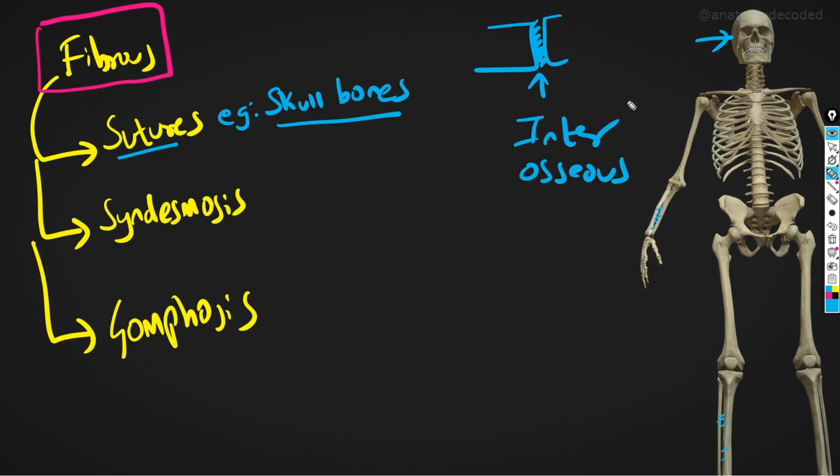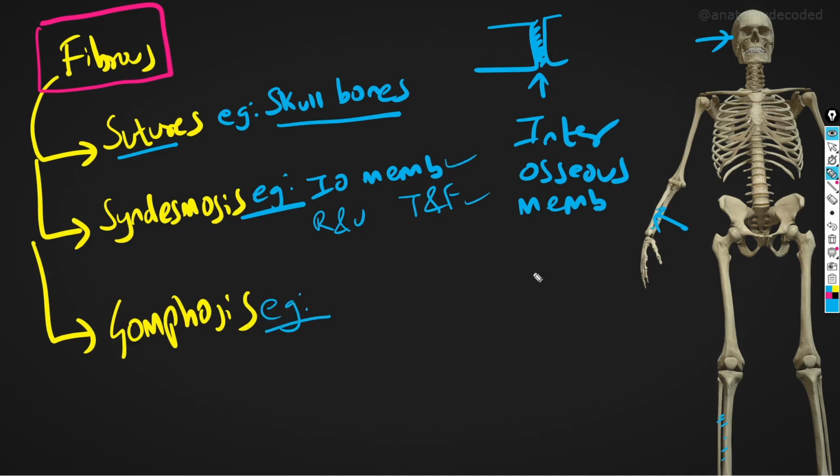In the upper limb, radius and ulna are connected by a membrane called the interosseous membrane. The word inter means in between. Osseous means bones. So the name of that structure itself is interosseous membrane: between radius and ulna, and between tibia and fibula. So these are examples of syndesmosis.